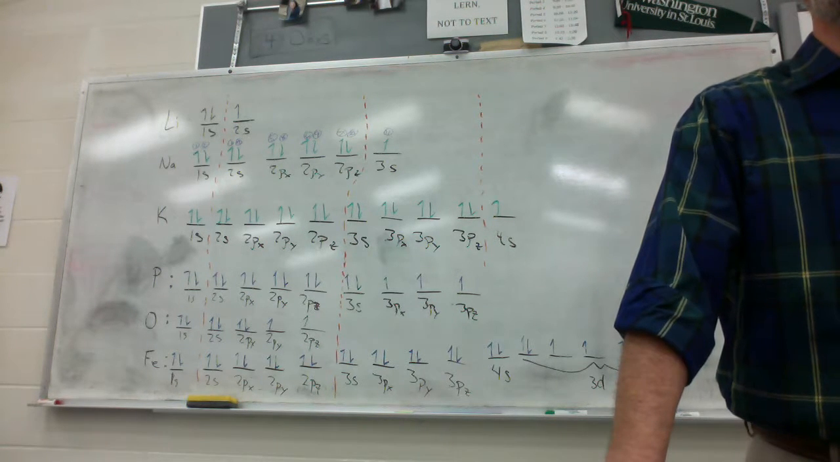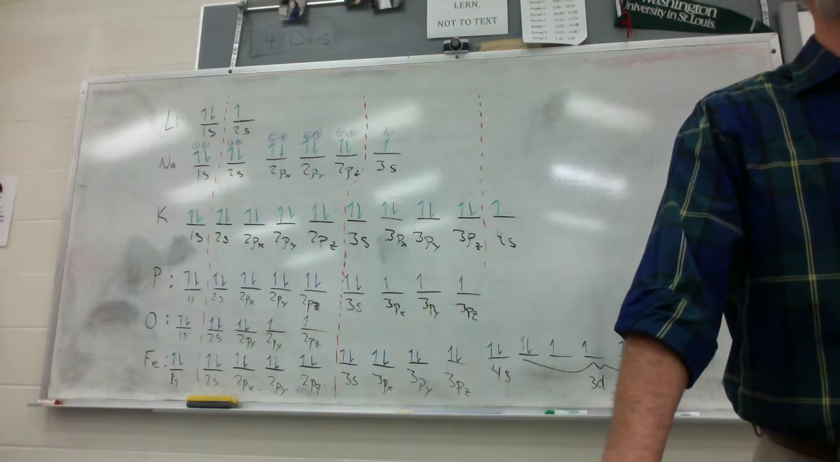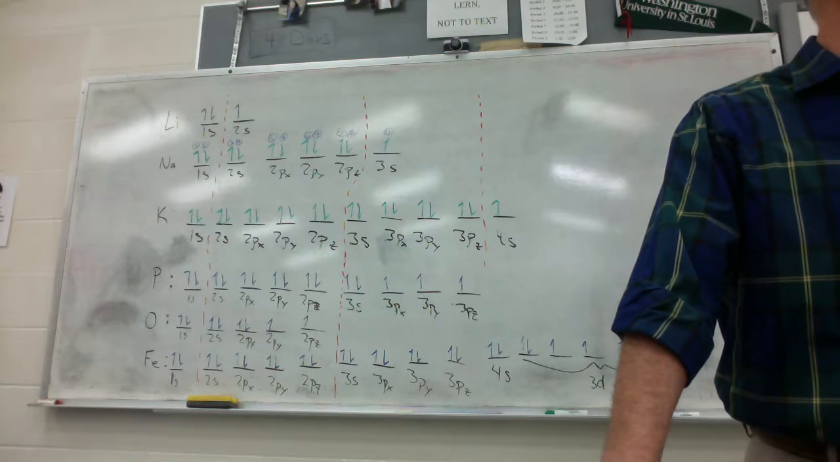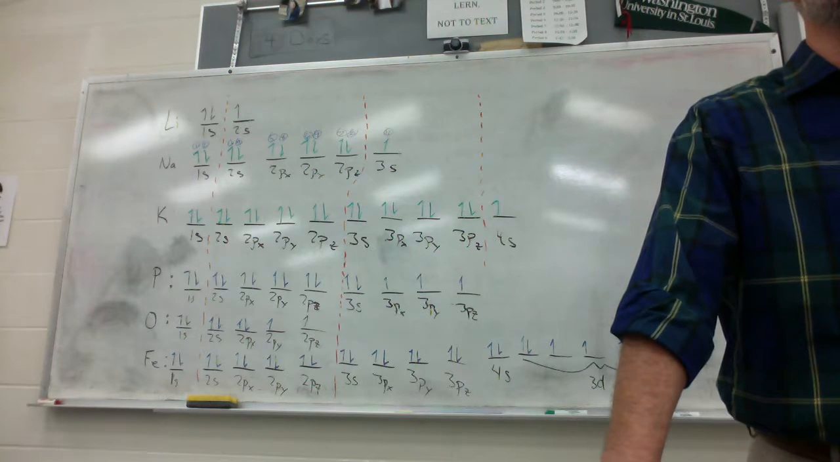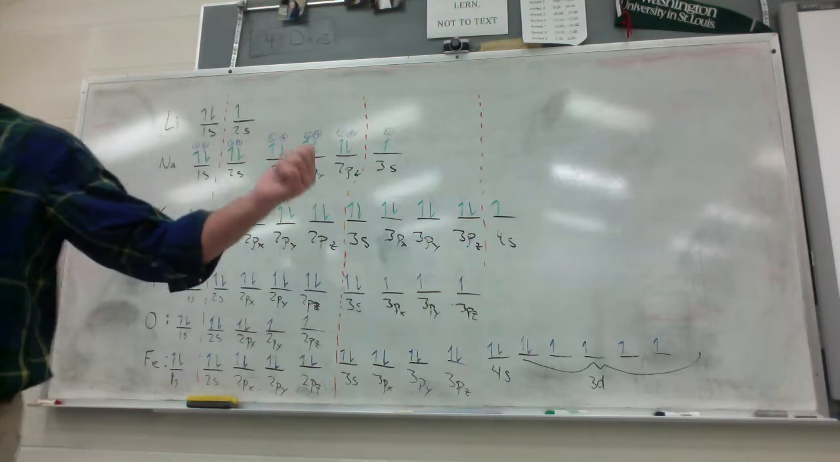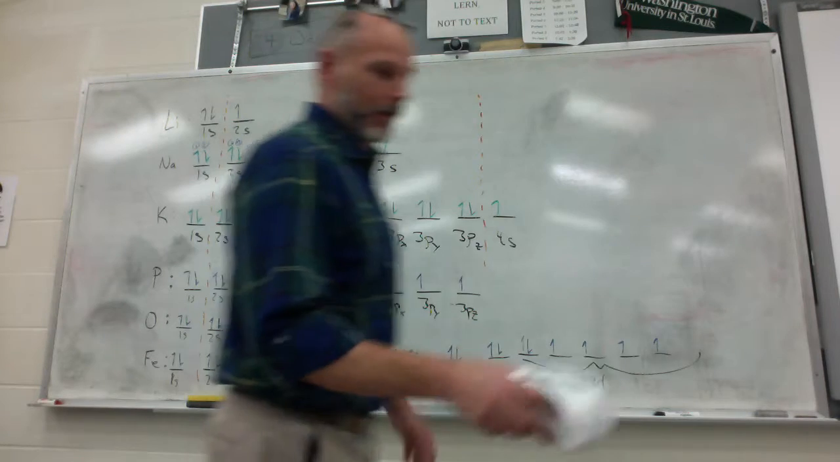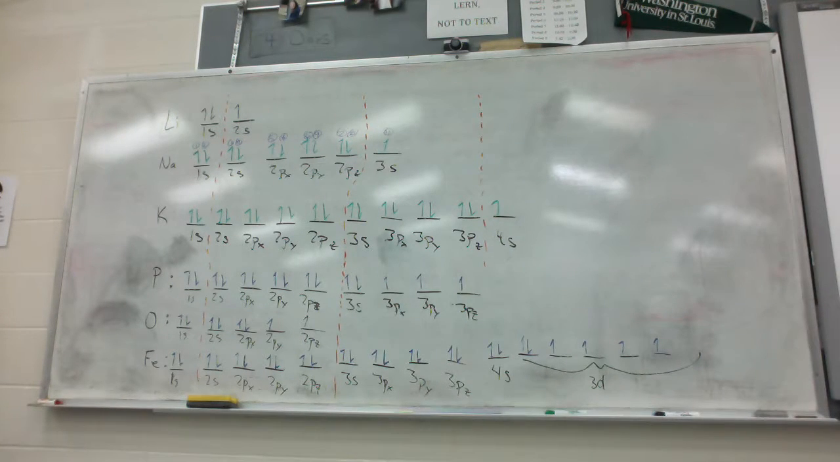What about iron? Yeah, don't do that. Remember, we've never done that. I've never asked you to determine the number of valence electrons in a transition metal. Okay, moving on. You guys think you can do this? It's not hard. Practice.